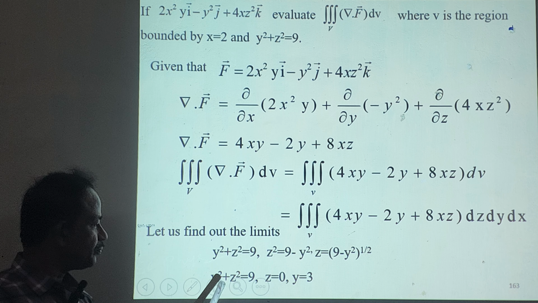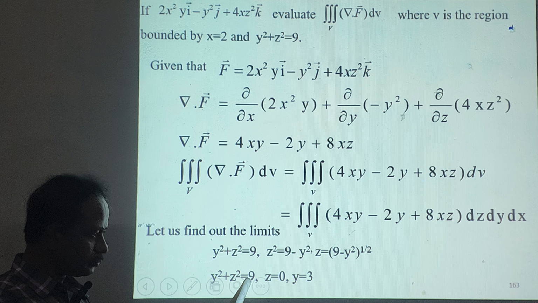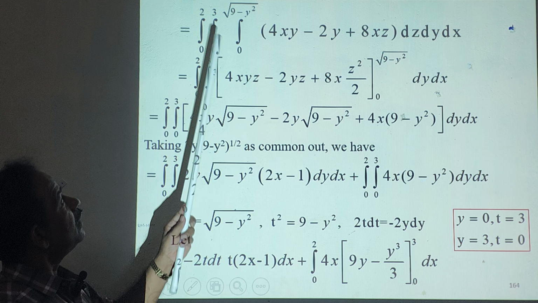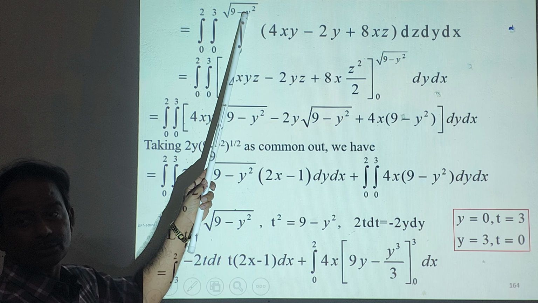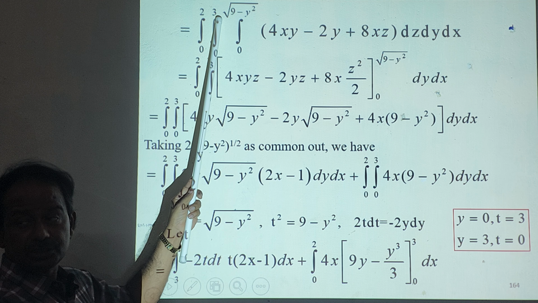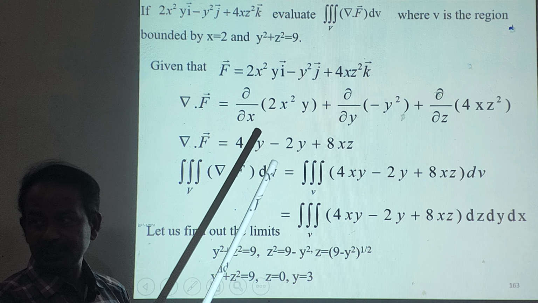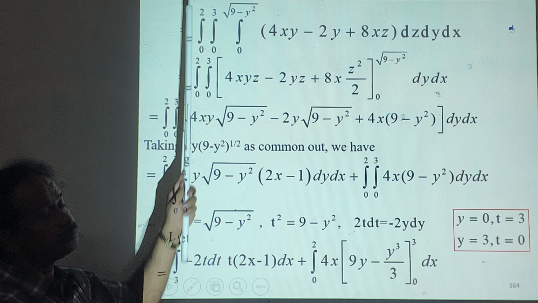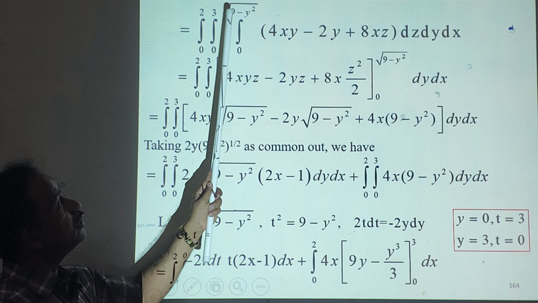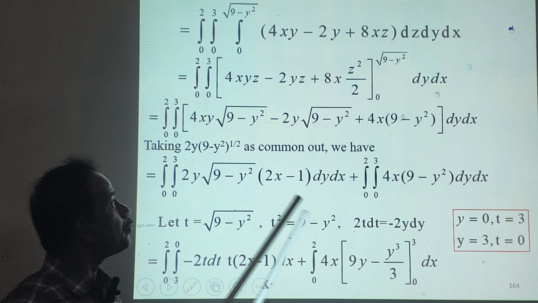The next one will be y squared plus z squared equals 9. Putting now z equal to 0, y will be 3. So 0 to 3. Okay. So as I said, 0 to 3, 0 to root of 9 minus y squared. This is for the z limit, and this is for the y limit, and this is for the x limit. See, x limit is given as x equal to 2. So it implies that 0 to 2. Is it okay? So 0 to 2, 0 to 3, 0 to root of 9 minus y squared. This will be your del dot f. This is nothing but dv.